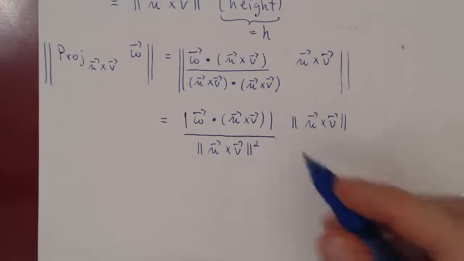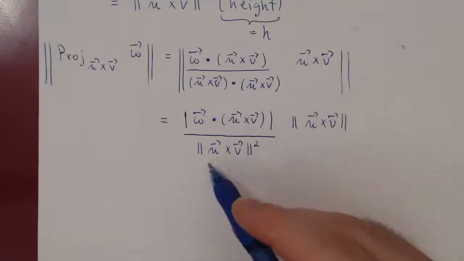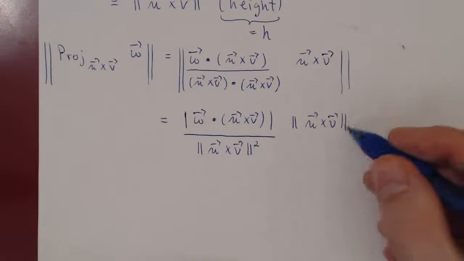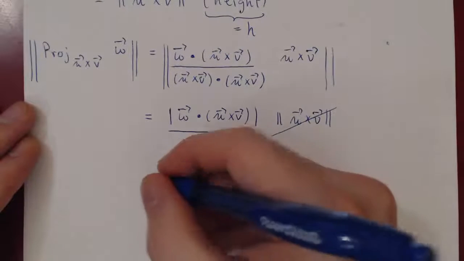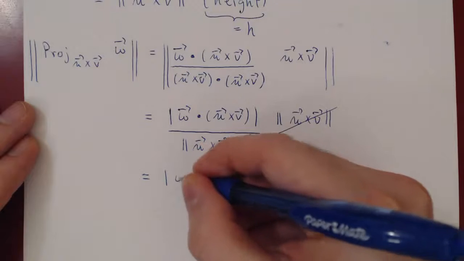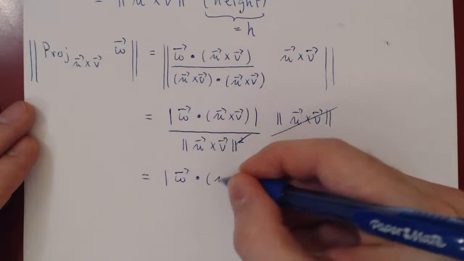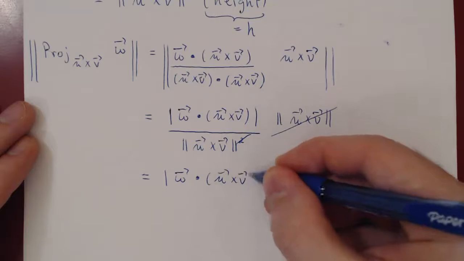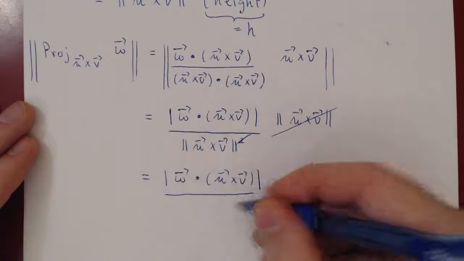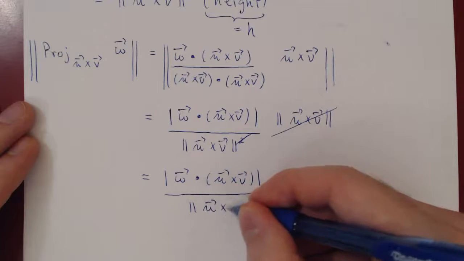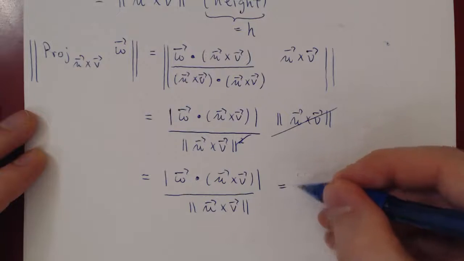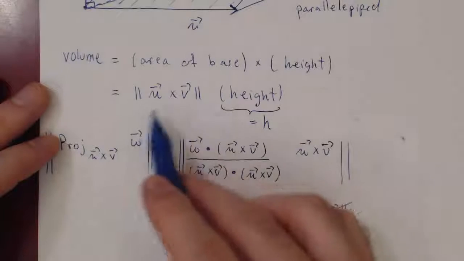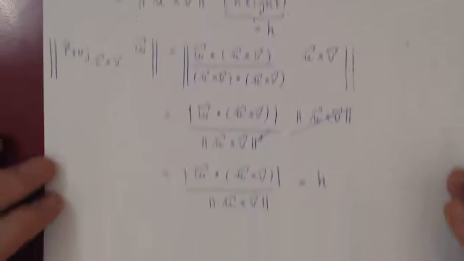Well, we can simplify. We have the norm of u cross v on top over the norm of u cross v squared. You can cancel one of them, and you're left with something quite simple. We are left with the absolute value of w dotted with u cross v divided by the norm of u cross v. That is the length of the projection, which we agreed was the height of our solid. And now we can replace. The volume was this times the height, and let's see what comes out now.